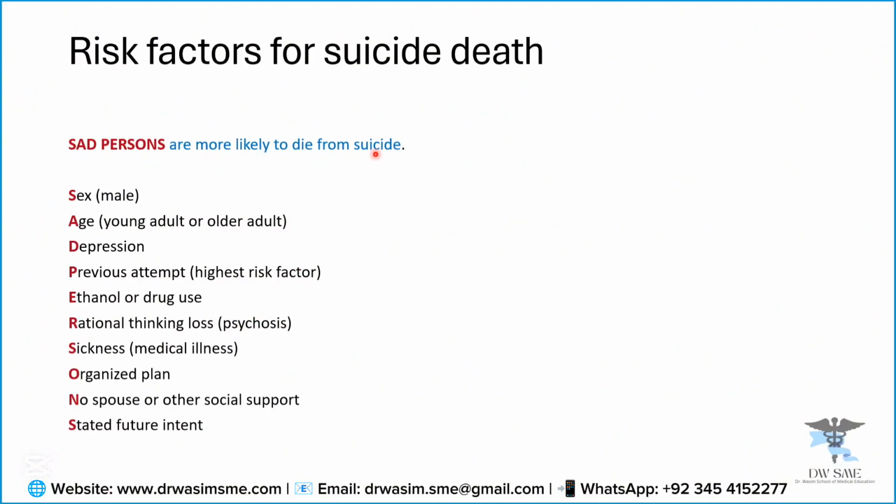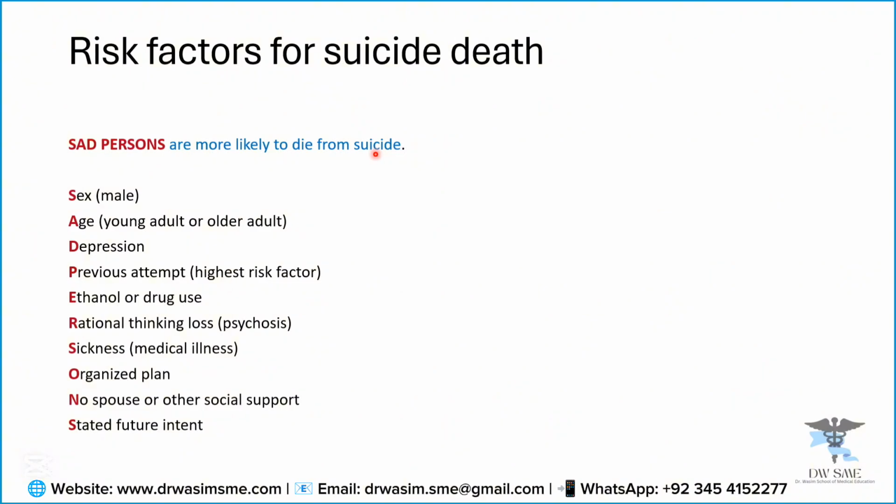Lastly, I would like to talk about the risk factors for suicide death. There is also a really well-known acronym, which is SAD PERSONS: a sad person is more likely to die from suicide. The S stands for sex, which is male, as it's more common in males than females. The age as well. D is for depression. P is for previous attempt, which is the highest risk factor.